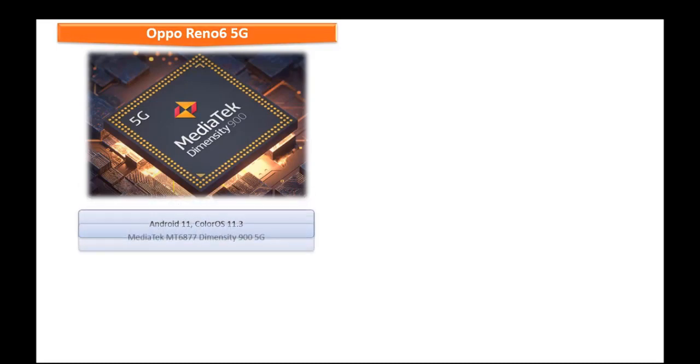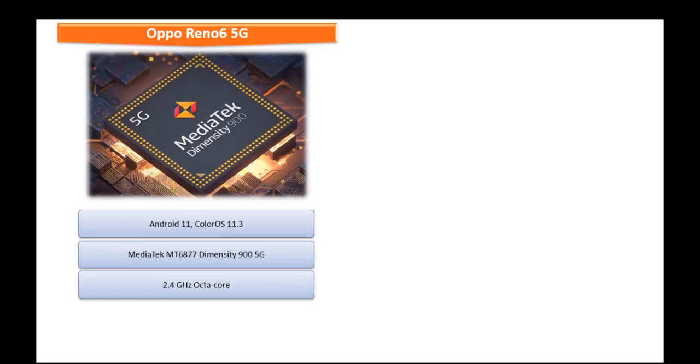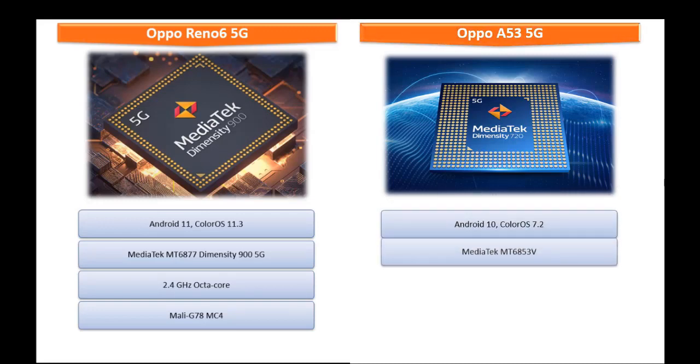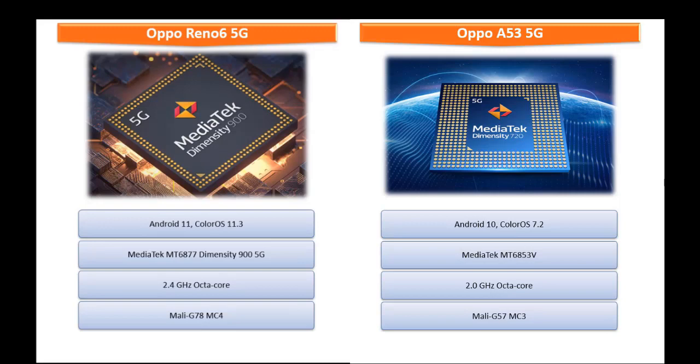Friends, Oppo Reno6 5G runs on Android 11, ColorOS 11.3 and is powered by the MediaTek MT6877 Dimensity 900 5G processor with 2.4 GHz octa-core and GPU Mali G78 MP4. Whereas Oppo A53 5G runs Android 10, ColorOS 7.2 and is powered by the MediaTek MT6853V processor with 2.0 GHz octa-core and GPU Mali G57 MC3.